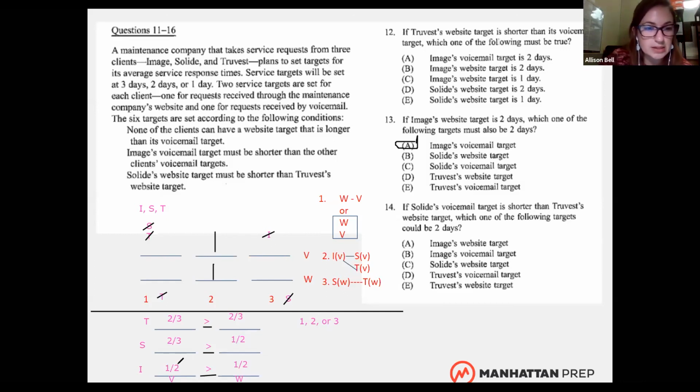So I's website target is 2 days. So I'm going to cross off the 1. I see immediately it has to be less than or equal to its voicemail target. So I'm going to cross off the 1 here and bam, I'm back to answer choice A again. All right, let me know if you have any questions about that one.